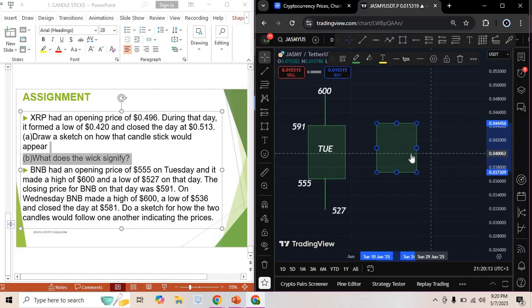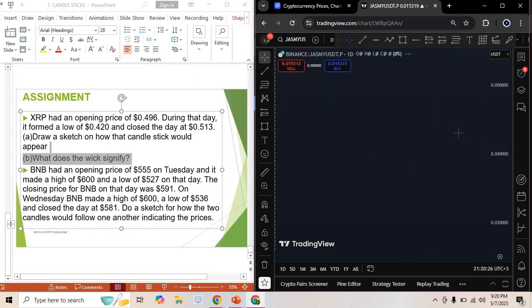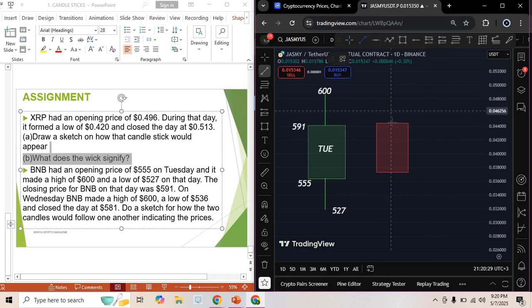It was a bearish candle, so have it in red. A high of 600. So the upper wick would be at 600. Let me just name that. Then the lower wick would be at 536. Where is that?